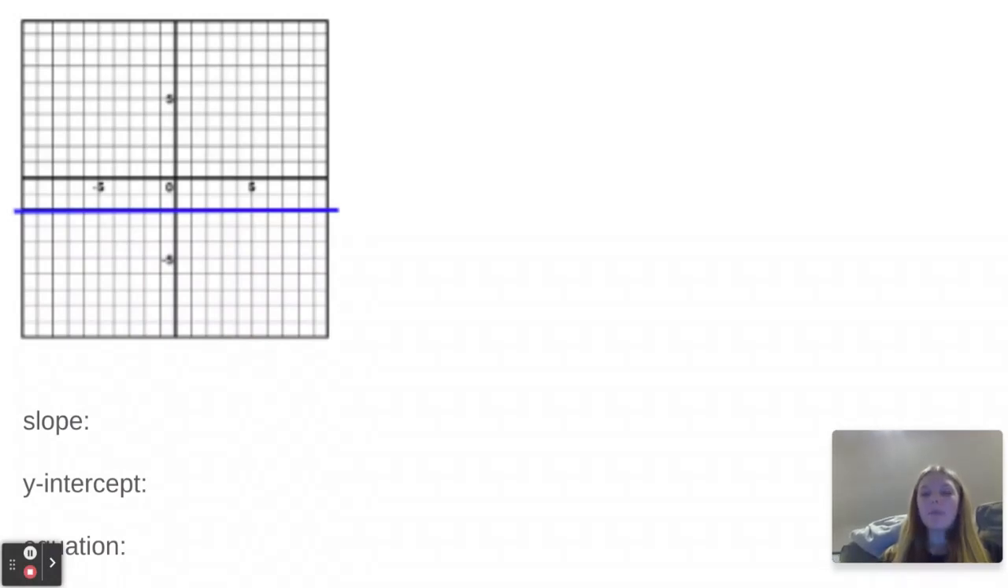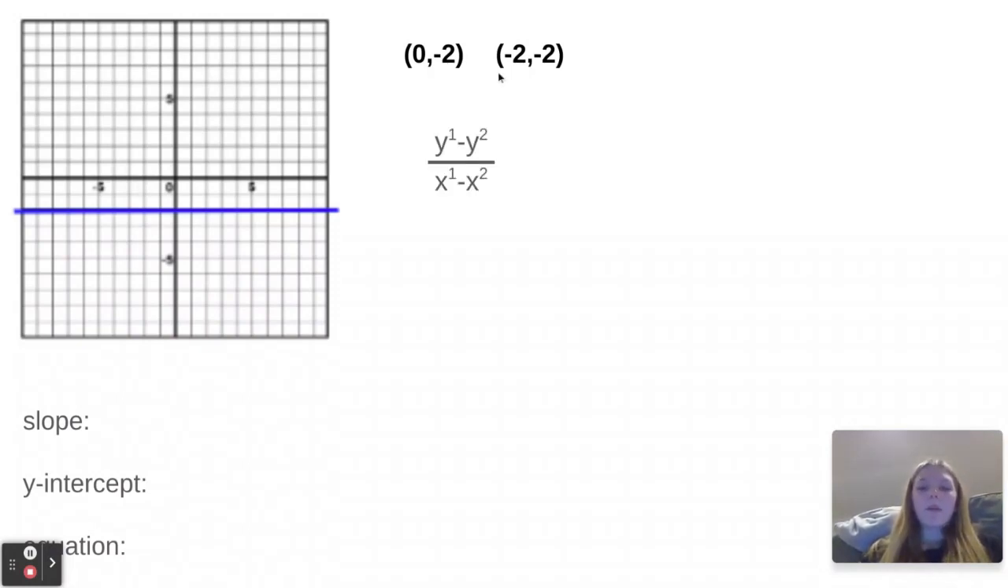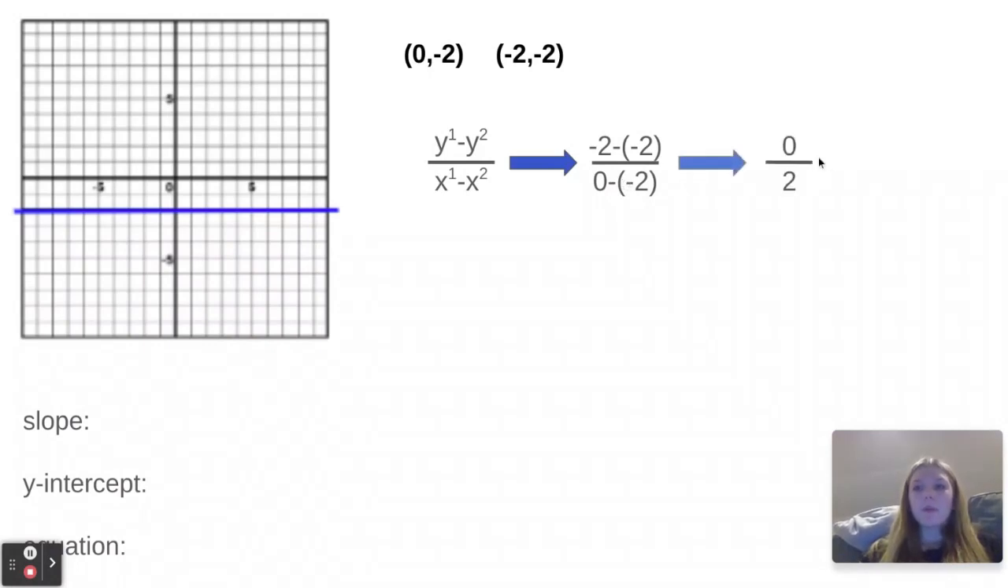Now for the blue line, it's sort of similar to the red line because it's horizontal, where the red was vertical, though. But find 2 points. So 0, negative 2, and 2, negative 2. So if we put it into the slope formula, we would get negative 2 minus negative 2 over 0 minus 2, which we get 0 over negative 2. If you try to divide 0 by 2, you get 0. So the slope is 0.